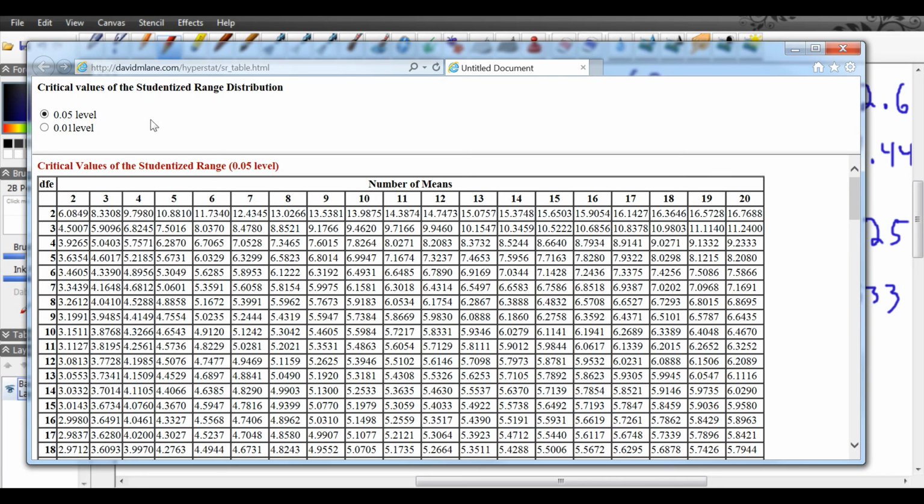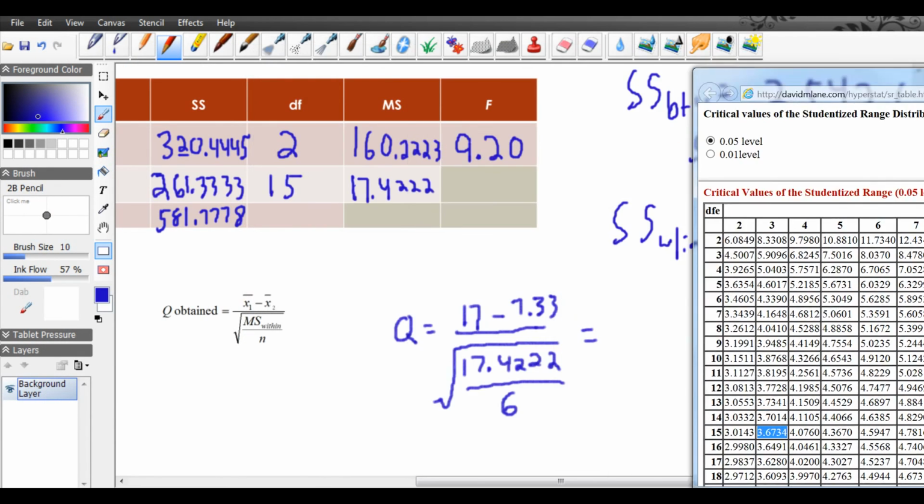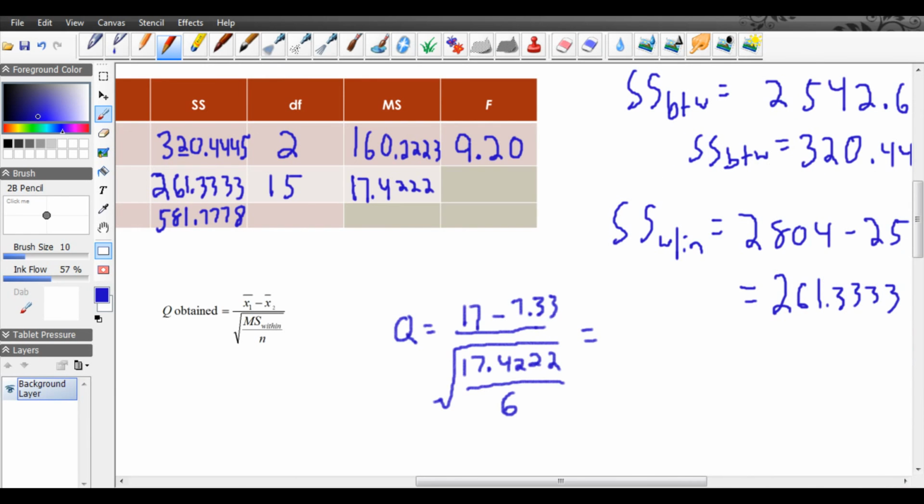And at 0.05, we have 3 groups, so there's 3 means, and our degrees of freedom error, that's DFE, is 15. So we find where 3 intersects with 15, so we need to get to Q of 3.6734 or higher in order to reject the null for the post hoc comparison. So our Q critical is 3.67.